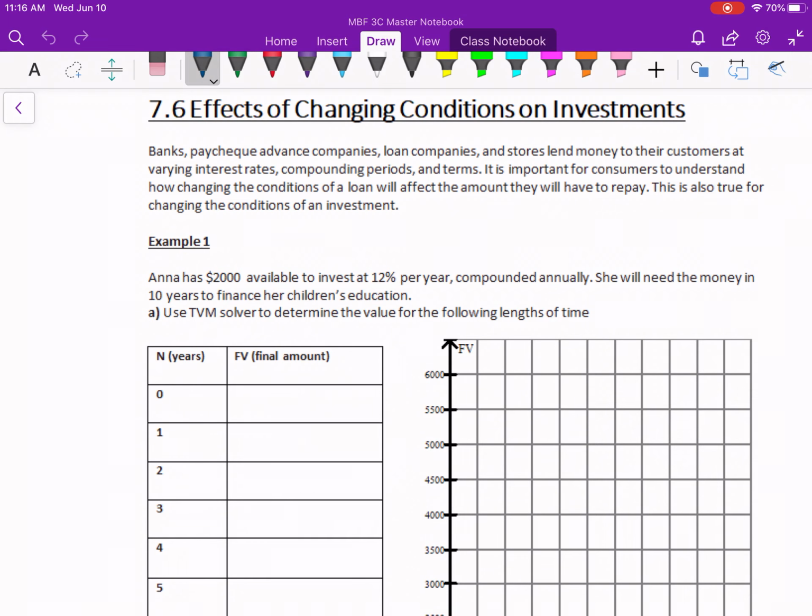In this lesson, we are going to go back to using our TVM Solver financial app to help us see how just playing around with some of the conditions of an investment or a loan can affect how much money you earn or have to pay back. Because playing with things like interest rates or the amount of time that you spend investing or letting an investment grow can really make a big effect.